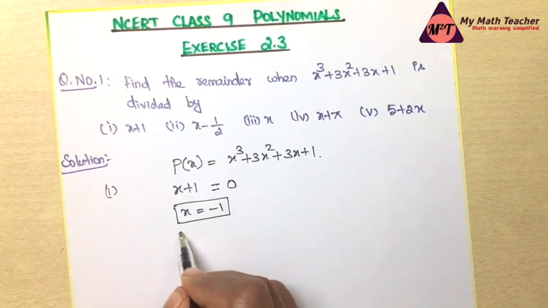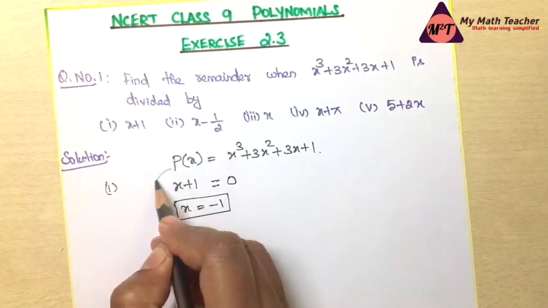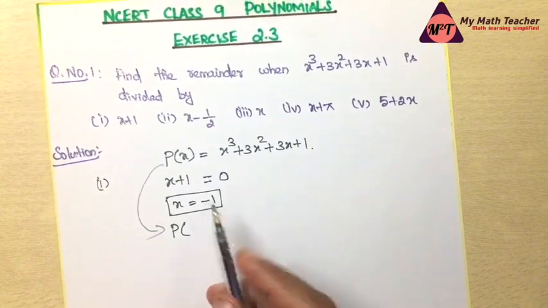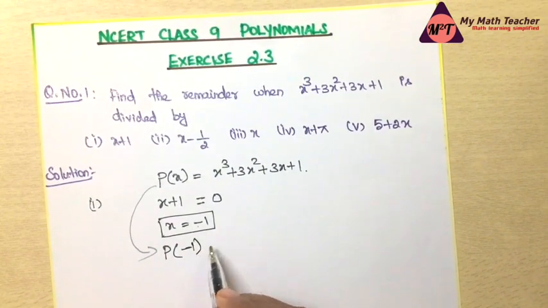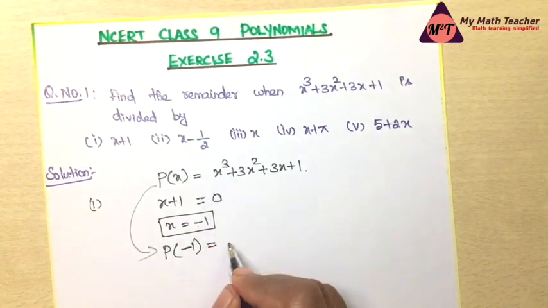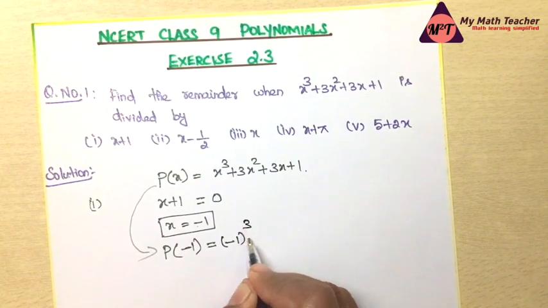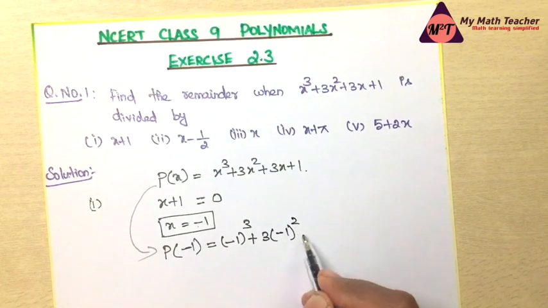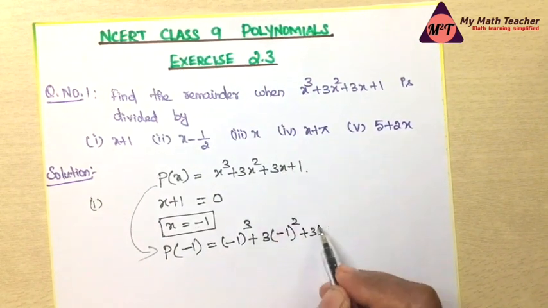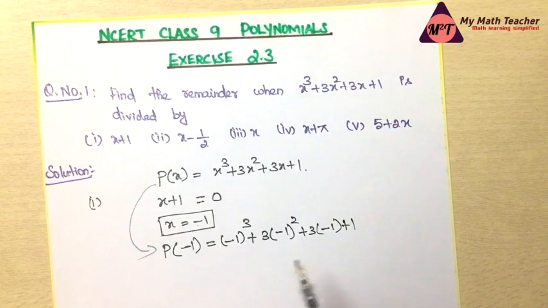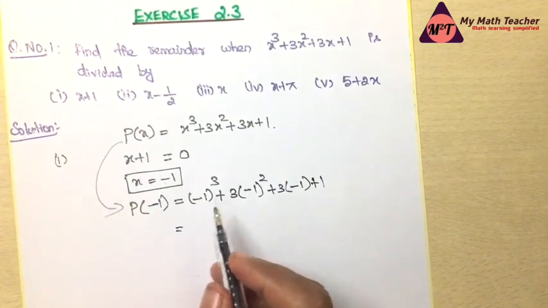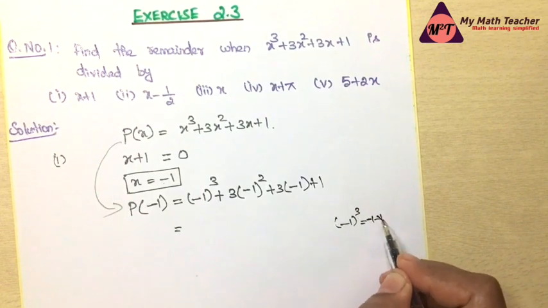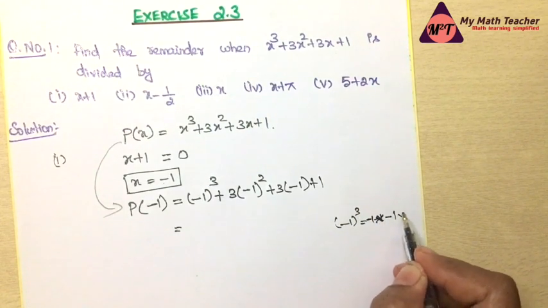Therefore we have p of x. Now in this polynomial, in the place of x we are going to substitute minus 1. So p of minus 1 is equal to minus 1 cube plus 3 into minus 1 square plus 3 into minus 1 plus 1. Now here it is minus 1 cube. Minus 1 cube is minus 1 multiplied 3 times.